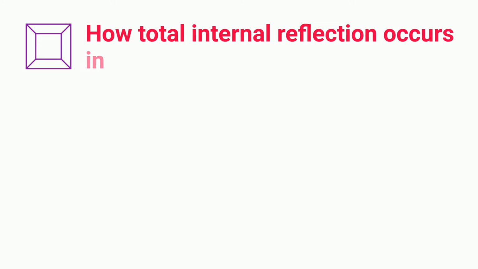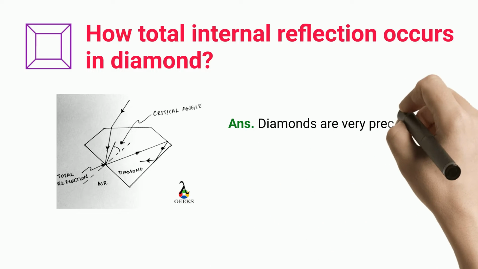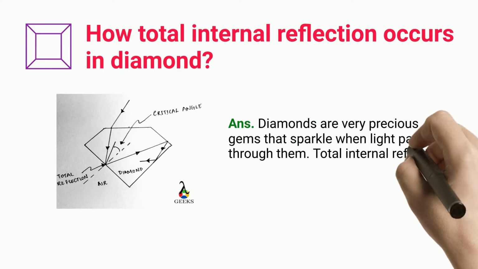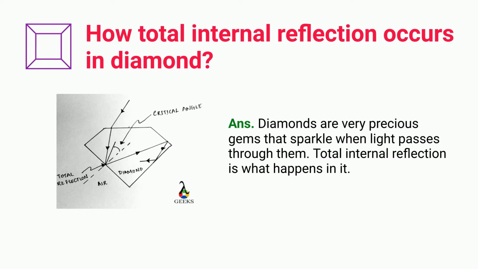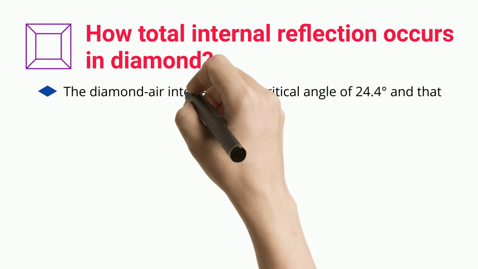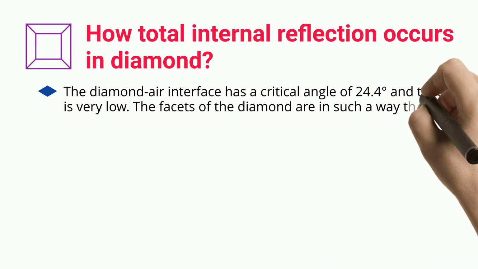How total internal reflection occurs in diamond. Diamonds are very precious gems that sparkle when light passes through them. Total internal reflection is what happens in it. The diamond-air interface has a critical angle of 24.4 degrees, and that is very low.